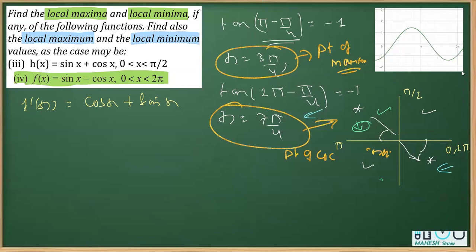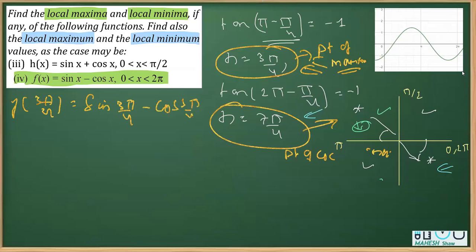Now, once we have got this as the point of local maxima, let's find out the local maximum value. The maximum value is attained by placing the value of, that means here, f from here, right? So this is f of 3 pi by 4, the point of maxima. Therefore, we'll get the maximum value by replacing x with 3 pi by 4 in sine x minus cos x, so sine 3 pi by 4 minus cos 3 pi by 4.